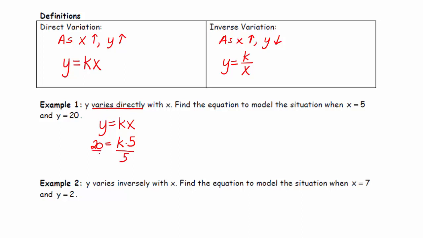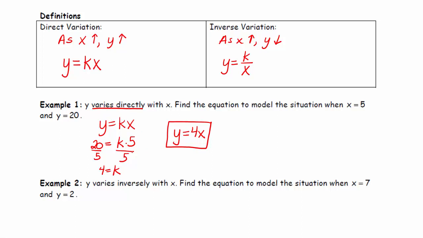Divide both sides by 5. So k equals 4. So we now have to write our equation with what k actually is. y equals 4x. Now hopefully that equation looks pretty familiar. You've been working with these types of equations probably since pre-algebra. That's going to be the equation of a line. So you've been working with direct variation for many units now.